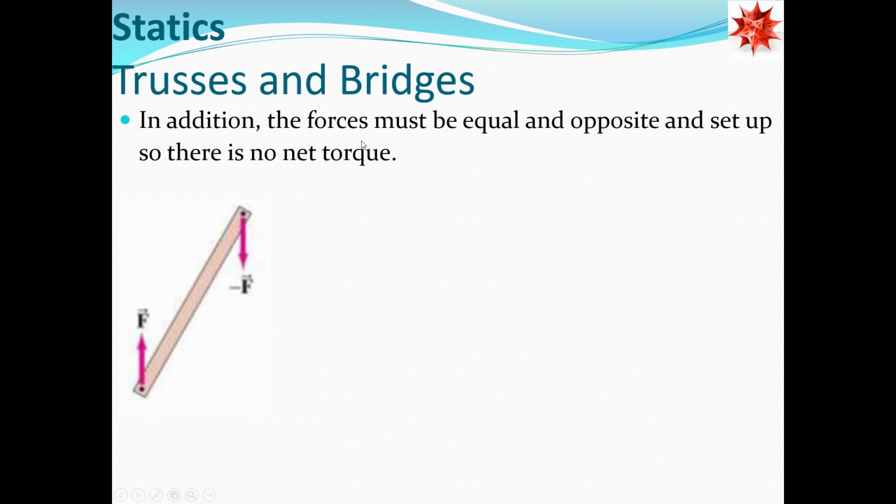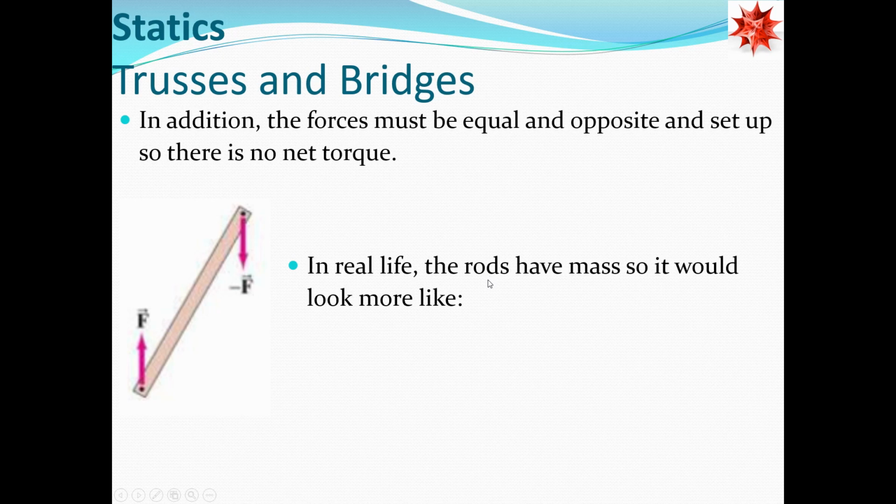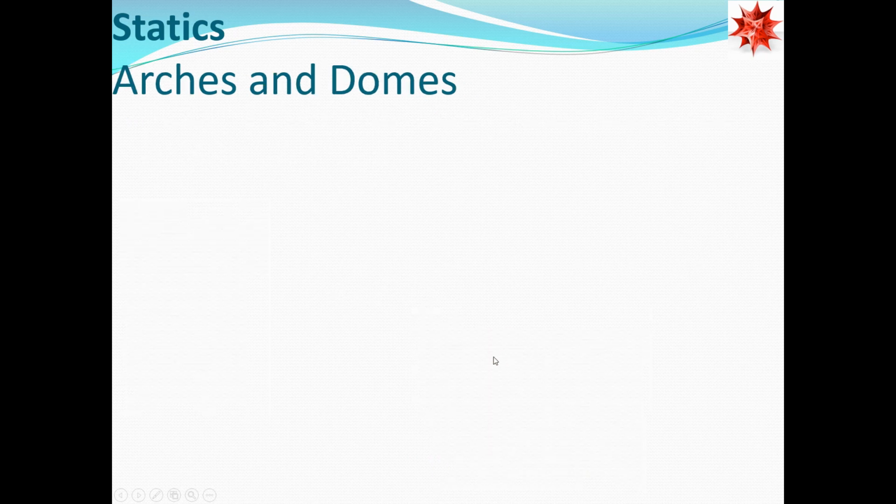Now, it's important that these forces end up being equal and opposite so that we don't have a torque on the object. Now, because there's actual weight on these beams, typically you have to be aware that the forces actually can't be exactly equal and opposite. One has to be slightly bigger than the other.